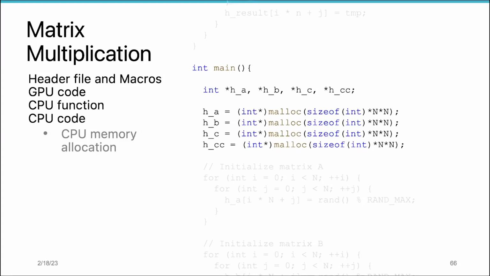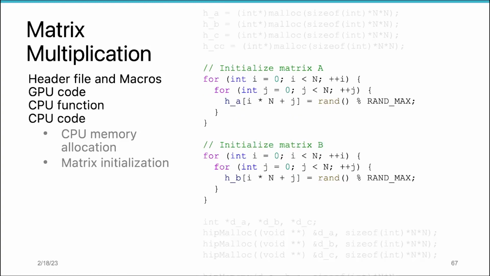To start, we declare pointer variables with integer data type. Next, we allocate the host memory for the matrices h_a, h_b, h_c, and h_cc. Here h_cc is used to store the CPU result so that we can verify the accuracy of our calculation. In this block, we are going to randomly generate matrix A and matrix B on the host. In these loops, we fill the matrices with random numbers.